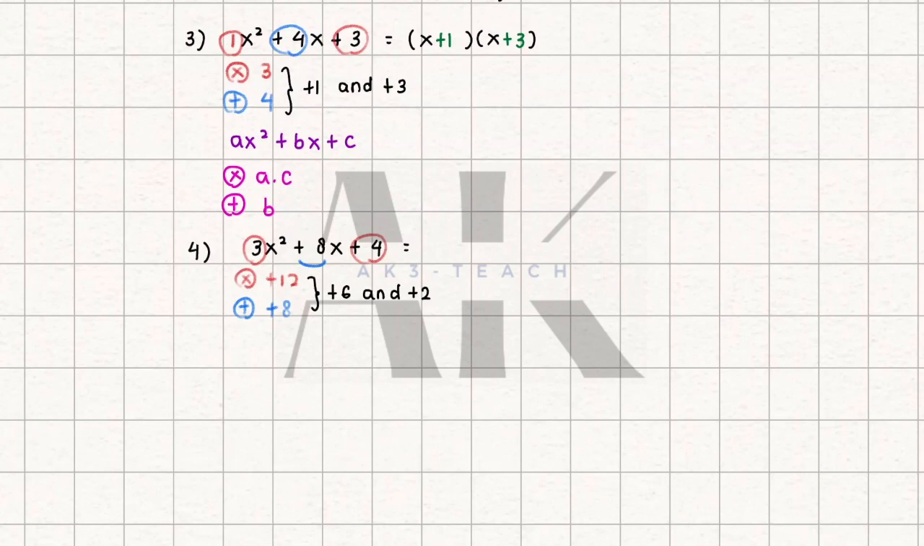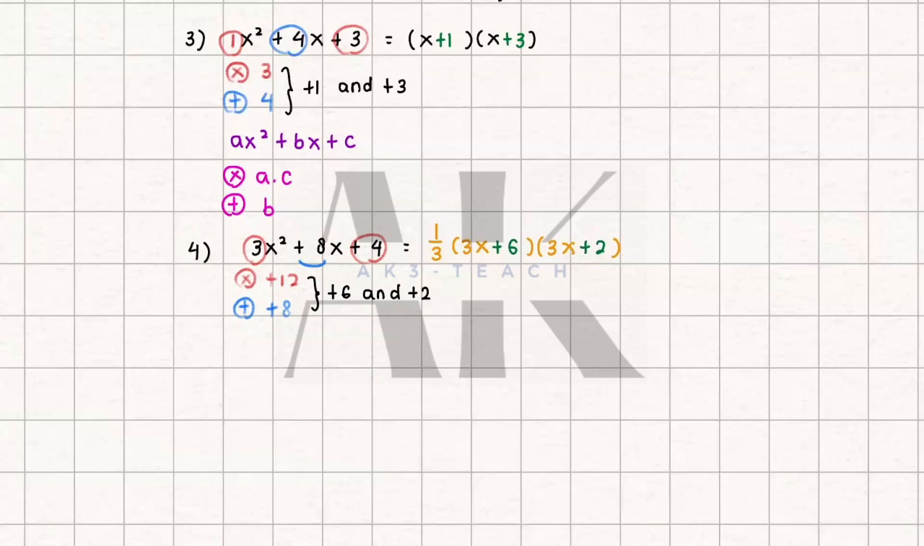But in creating my template here, notice that there is one big difference from question 3. In question 3, my coefficient of x squared is 1, but here, the coefficient of my squared variable is 3. So what do I do? I make it like this, so that 3 is going to affect this, this, and this. Now that I've got this, I'm going to put in the numbers plus 6 and plus 2.